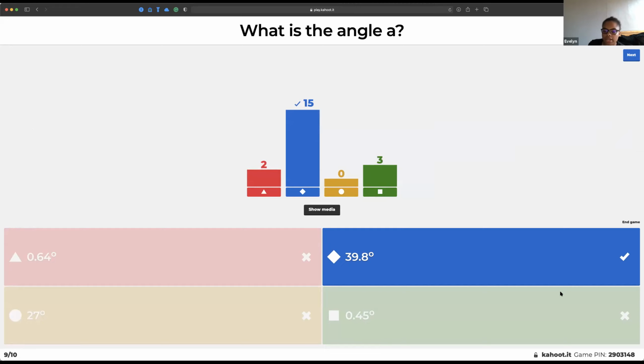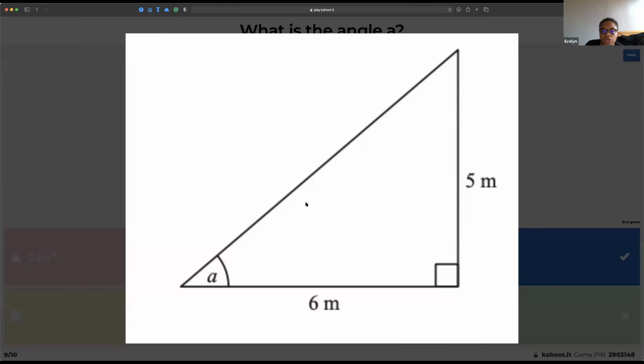Right, let's have a look. So, who can put in the chat, which equation did you need to use to be able to work out angle A? Brilliant. So a lot of you saying tan. Did anyone else do it any other way?